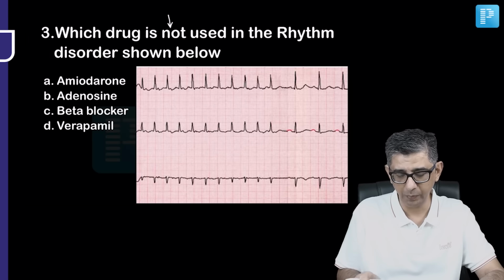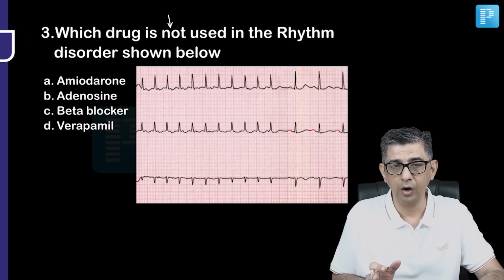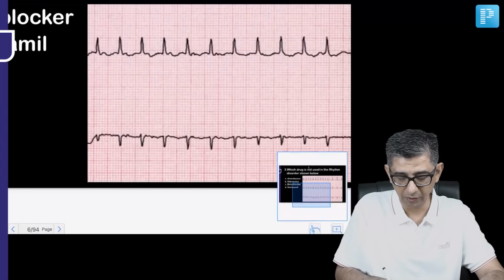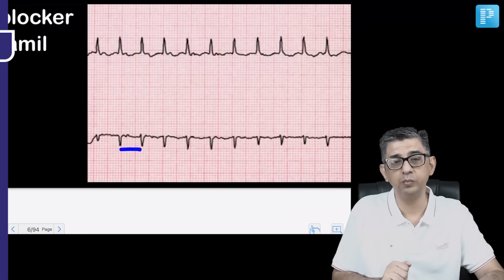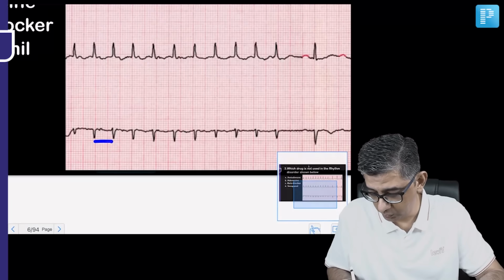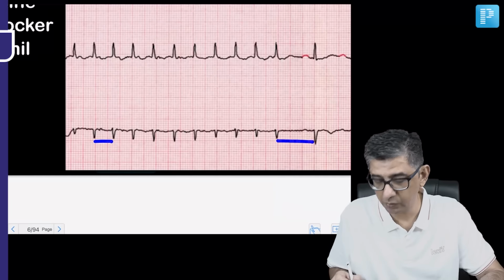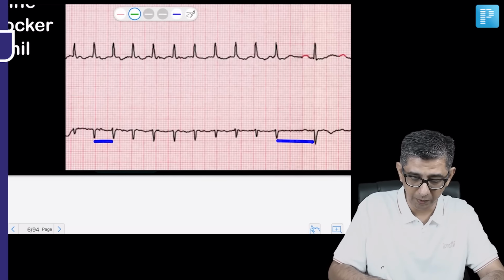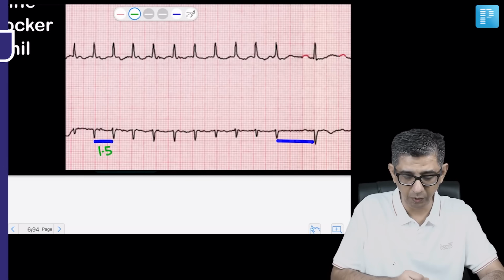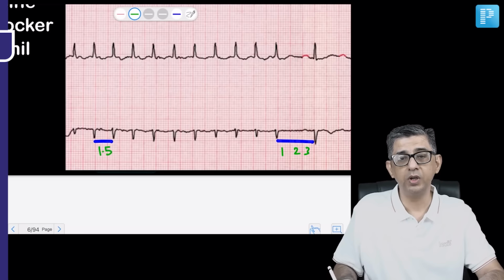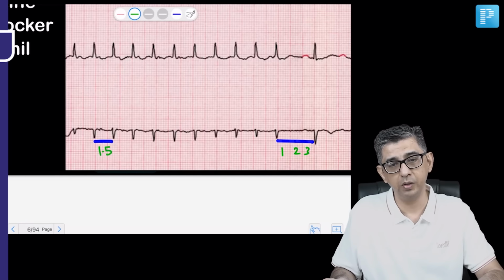And as I've told you multiple times, what you should always do is count the number of large squares between the R and the R, and if I zoom it in for your convenience, this would be approximately 1.5 large squares. But if I scroll laterally, you will notice that the number of large squares between the R and R is rather increasing. So let me put on some numbers here. I can count about 1.5 large squares here, but now I can count 1, 2, 3. So you are having a variable RR interval in the patient.